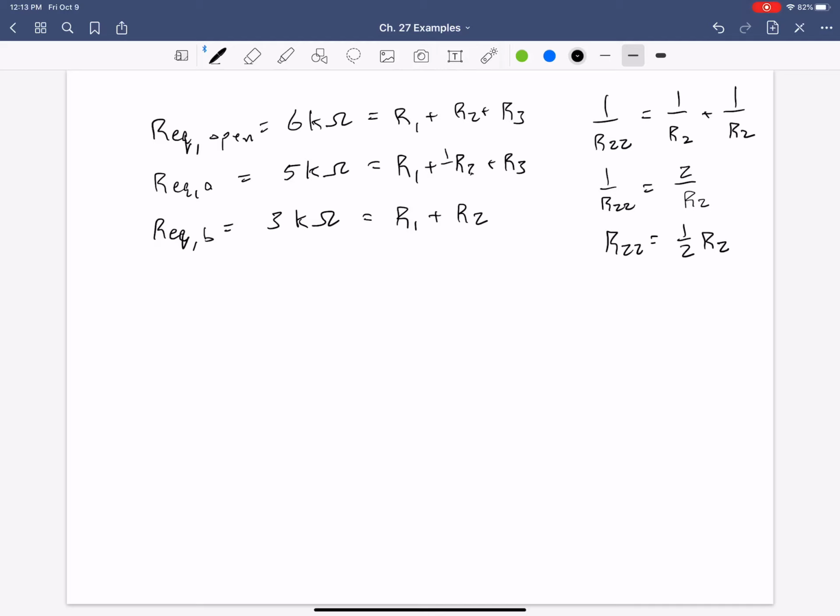There we go. 1/2 R2. Okay? And so now we have a system of equations here. We have a system of 3 equations with 3 unknowns, R1, R2, and R3. And because that number is the same, this is solvable. In other words, we have the same number of equations as unknowns, thus it's solvable.